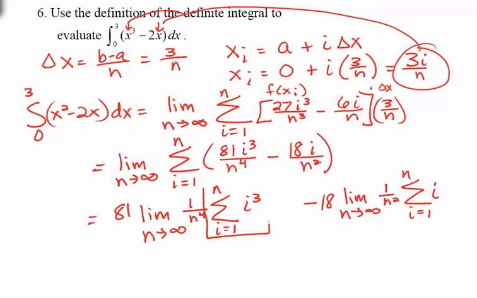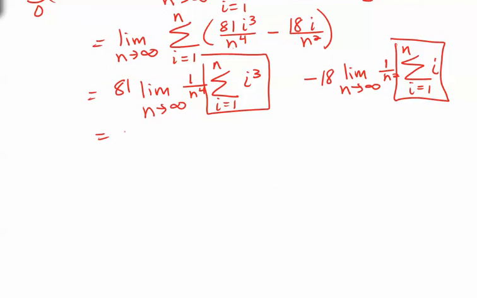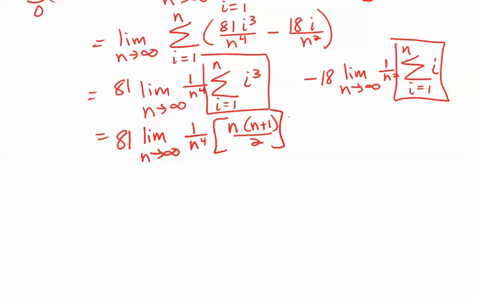And these are now formulas that we know. We can replace these with our formulas for the sum of the first n perfect cubes. We would replace this with n times n plus 1 over 2 quantity squared.